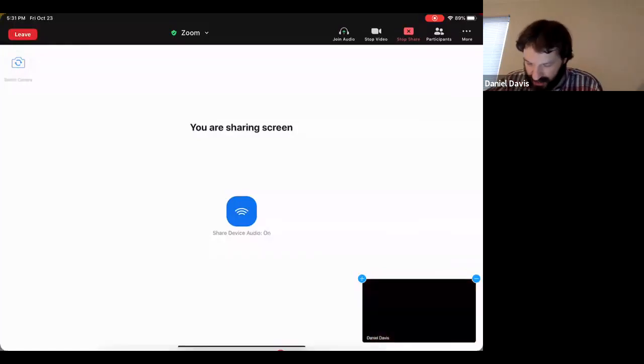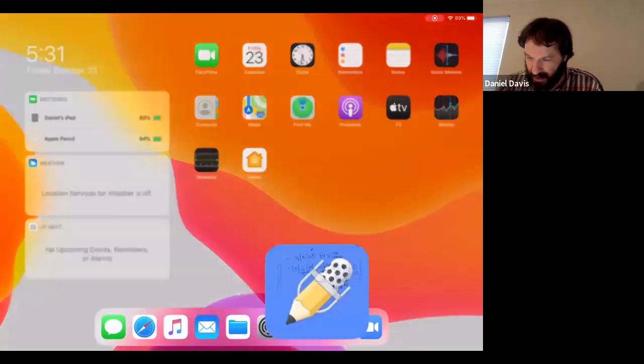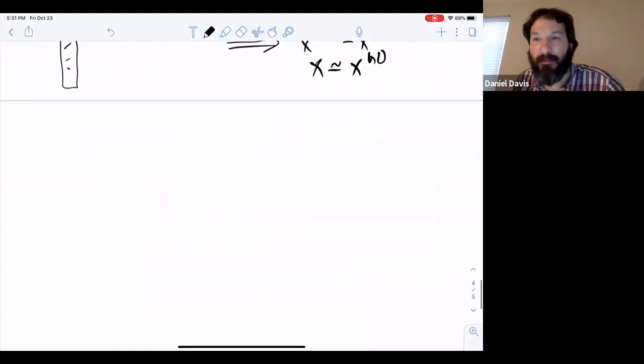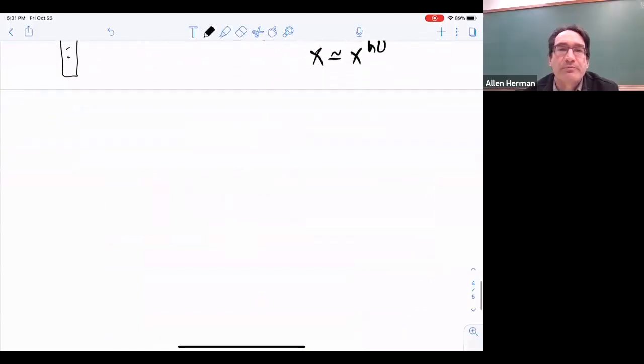Good. I would like to write an example, but I think I'm not screen sharing, so I need a second. Okay. Yeah, it stopped screen sharing because I wasn't writing on the screen. But okay, can you see my screen now? Yes. Okay. Yeah, we can. Okay.